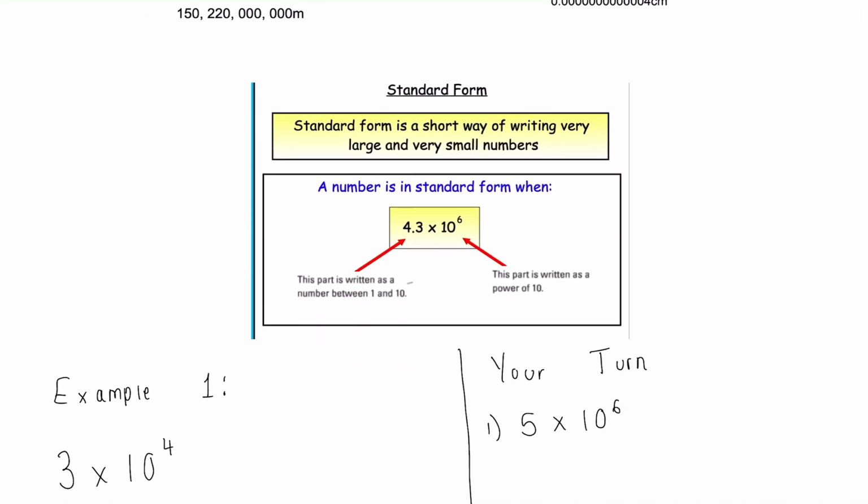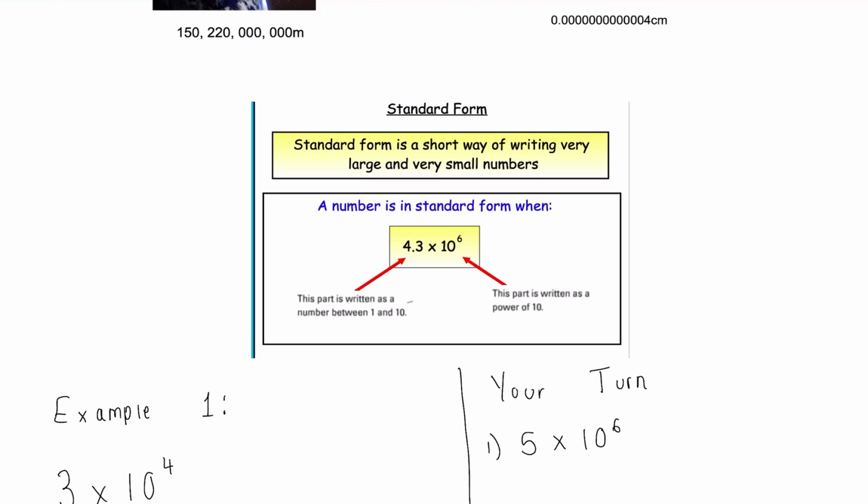Now here is an example of what standard form looks like. So the first part has to be a number between 1 and 10. You can have a decimal there, that's absolutely fine. You couldn't have 0.4 because that's less than 1, and you can't have any numbers that are bigger than 10. So you could have 9.99999, but you wouldn't be able to have 10. So it has to be between 1 and 10. And then the second part, you always put times 10, and then we have a power. So this part is written as a power of 10.